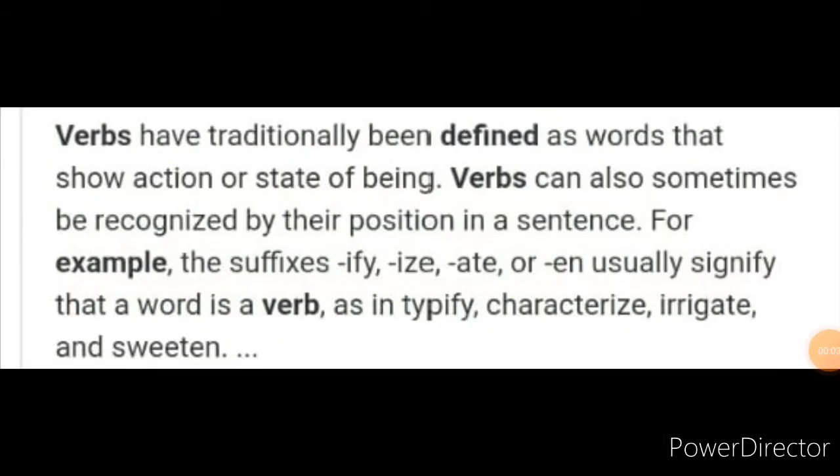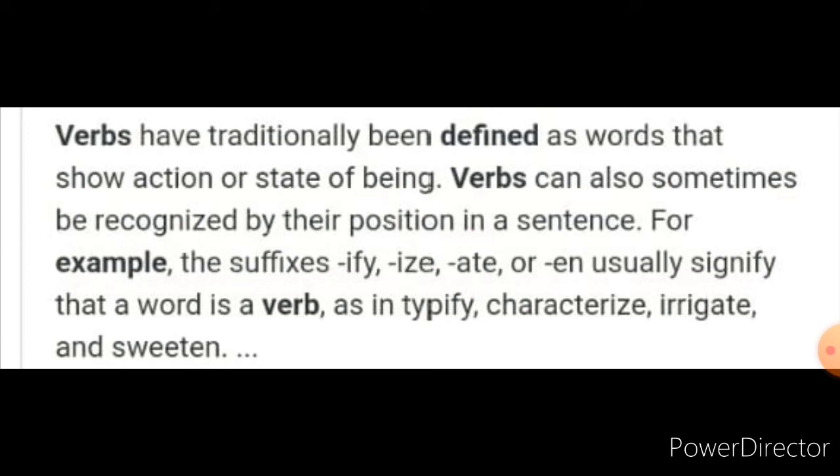The third one is the verbs. Verbs have traditionally been defined as words that show action or state of being. Verbs can also sometimes be recognized by their position in a sentence. For these children, that is a verb. A verb expresses the action of people, animals and things.